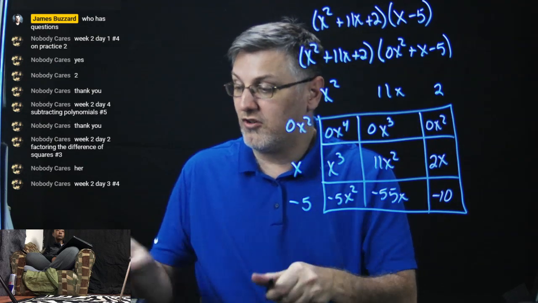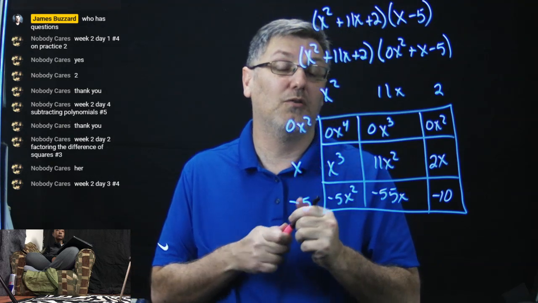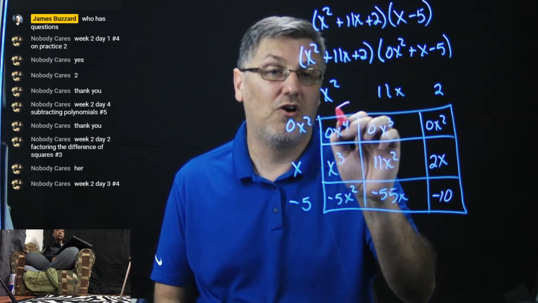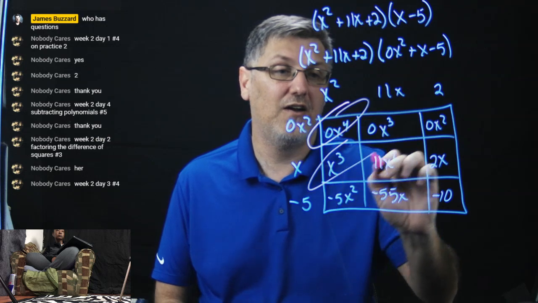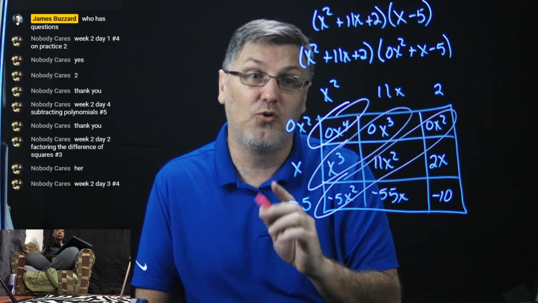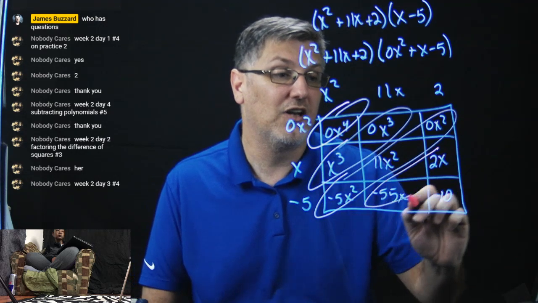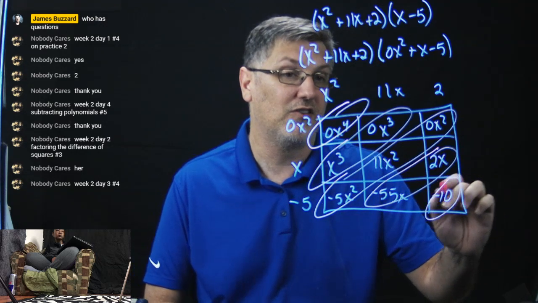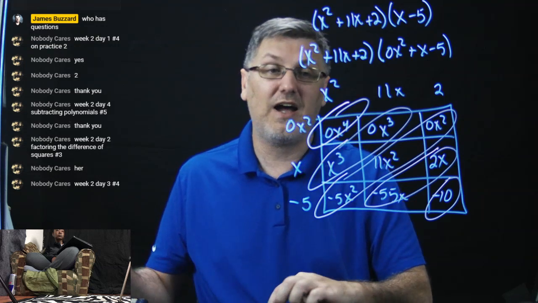Now I'm going to change colors real quick so you can see why I had you do the placeholder. If you look on my diagonals, everything lines up with the same exponent. If you don't do that placeholder, it won't happen this way. This is a nice, easy way for you to see everything. So all I have to do is look at the diagonals and add them.